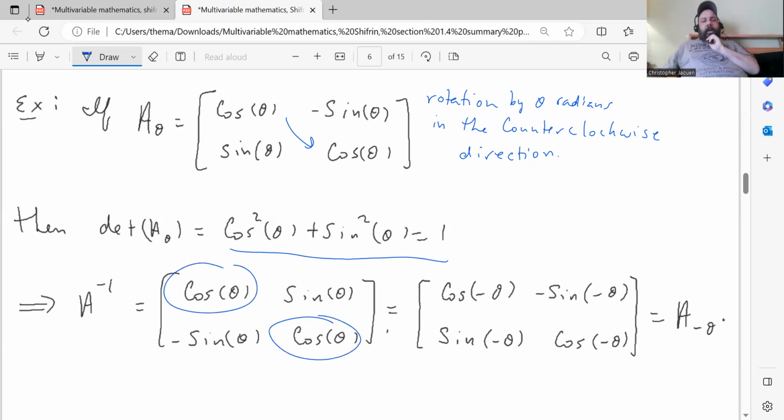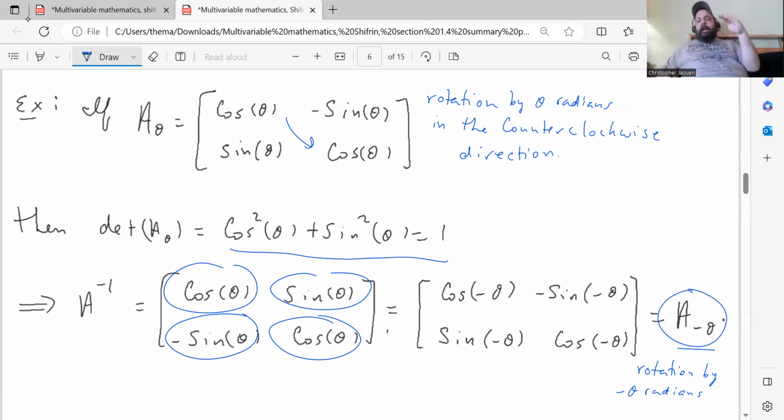But I swapped the entries on the diagonal, and I negate the entries on the anti-diagonal, and then just using the even-odd properties of the trig functions, that's equal to, notice, cosine negative theta, negative sine negative theta, sine negative theta, cosine negative theta. Or in other words, this is rotation by negative theta radians.